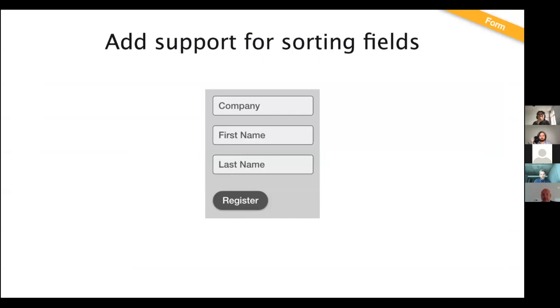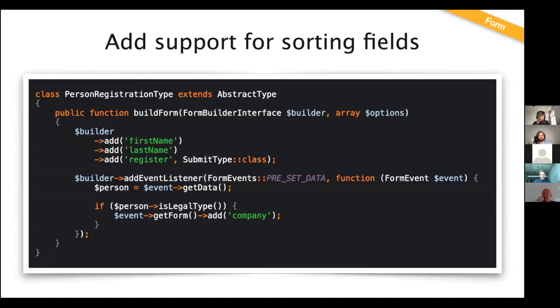This one is about the form component. Just imagine you want to have a form like this with a company field, the first name and the last name, and of course some kind of button to register here in this case. But the company is not always shown. The company is shown based on some criteria, for example. So this could be a person registration form type. You can see first name, last name is always there. Our register button is also there. But in case we have a legal entity, so we don't have a real person, we have something else, we want to show the company name field.